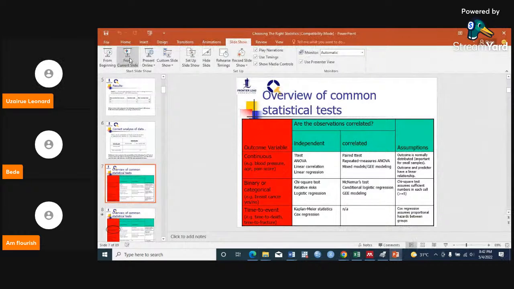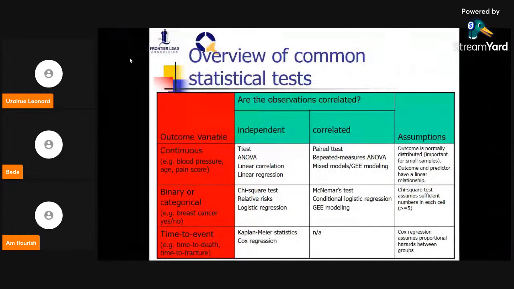So this is another... Yes, my network is going off, okay.